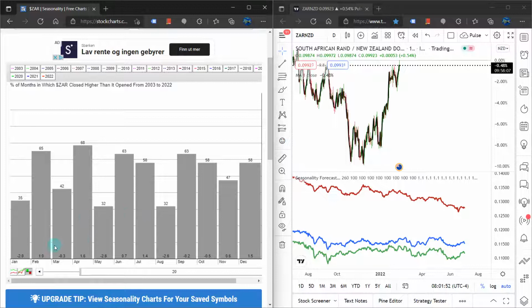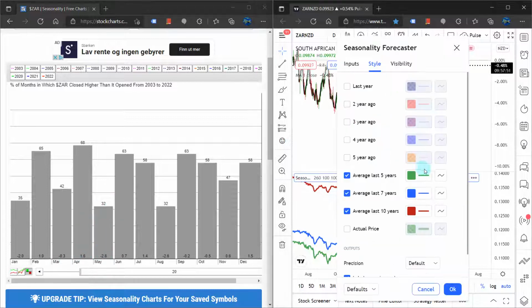Over the last 20 years, February tends to post a 1% gain, March 0.3, April is strong, May is weak. Looking here to the right, we do get the seasonality for the pair, average over the last 5, 7, and 10 years.